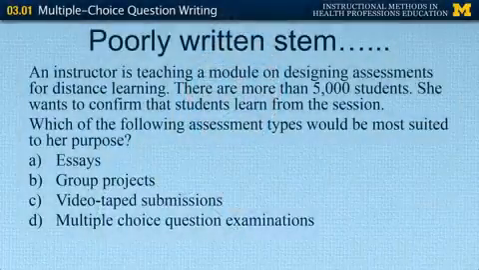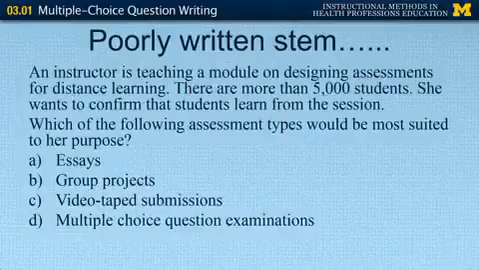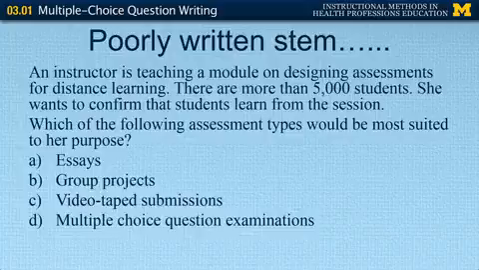The other thing to remember is that all of the choices that you put as distractors should be plausible to the vignette. So in this case, I wouldn't put lung cancer because that's just implausible given the vignette as it's written. Okay, so here's my own example of a poorly written stem. An instructor is teaching a module on designing assessments for distance learning. There are more than 5,000 students. She wants to confirm that students learn from the session. Which of the following assessment types?